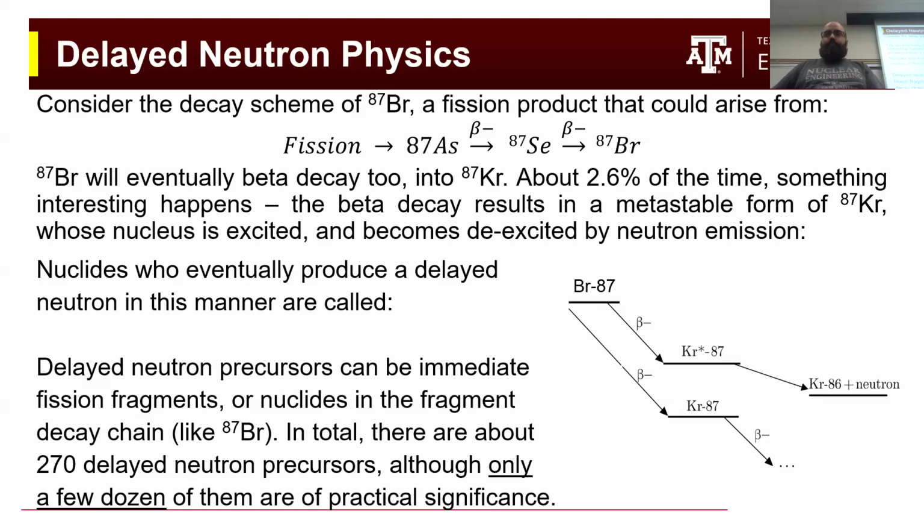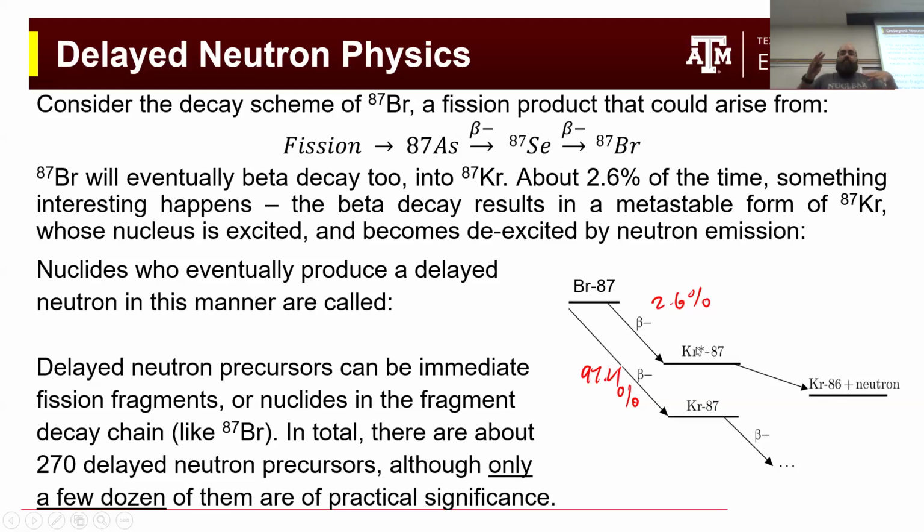Yeah, good question. So this is an example of a decay chain that might produce bromine-87. Bromine-87 is also a beta decayer, but it's a really interesting one because 2.6% of the time, instead of just beta decaying and becoming krypton-87, it will beta decay into a metastable form of krypton-87. So this is what happens about 2.6% of the time, and this is what happens the other 97.4% of the time. And about 2.6% of the time, it becomes krypton-87 metastable.